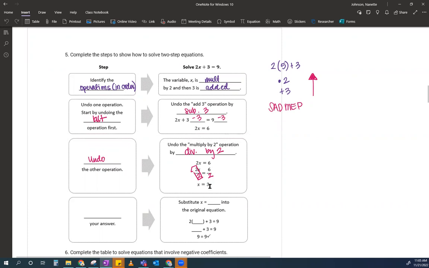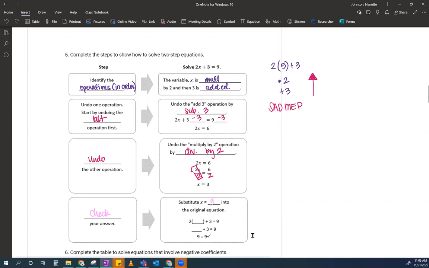You need to verify your answer. You need to check your answer. I can't tell you how many students messed up very simply because they were excited, like, yes, I know what I'm doing, 6 divided by 2 is 4. And then they put that as their answer and they forgot to check. If they just would have taken this step, they would have figured out that the answer is correct.